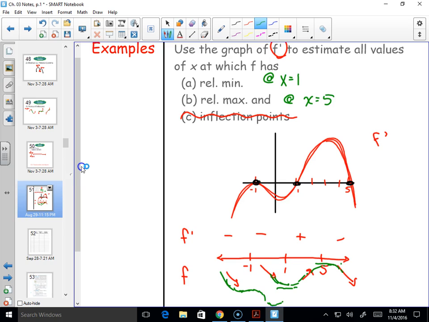Is that a point of inflection? I guess maybe that's where my minimum should be. There we go. Yes, that will be a point of inflection. So if we were graphing up here, now guys, I don't know exactly where this is, but I do know that since the derivative is negative, my graph is going to be decreasing.